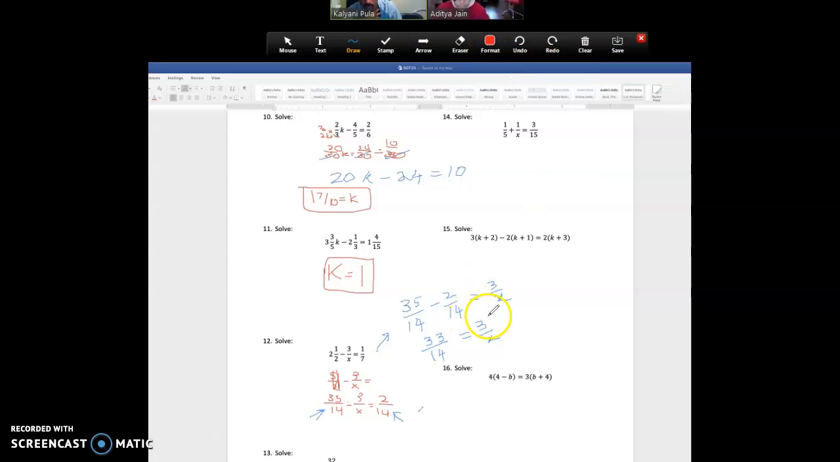So what I can do is 3 goes in 33 11 times, and then since x is in the denominator, you can switch it. So it becomes x equal 14 over 11. Or you can reduce that one to 1 and 3/11.